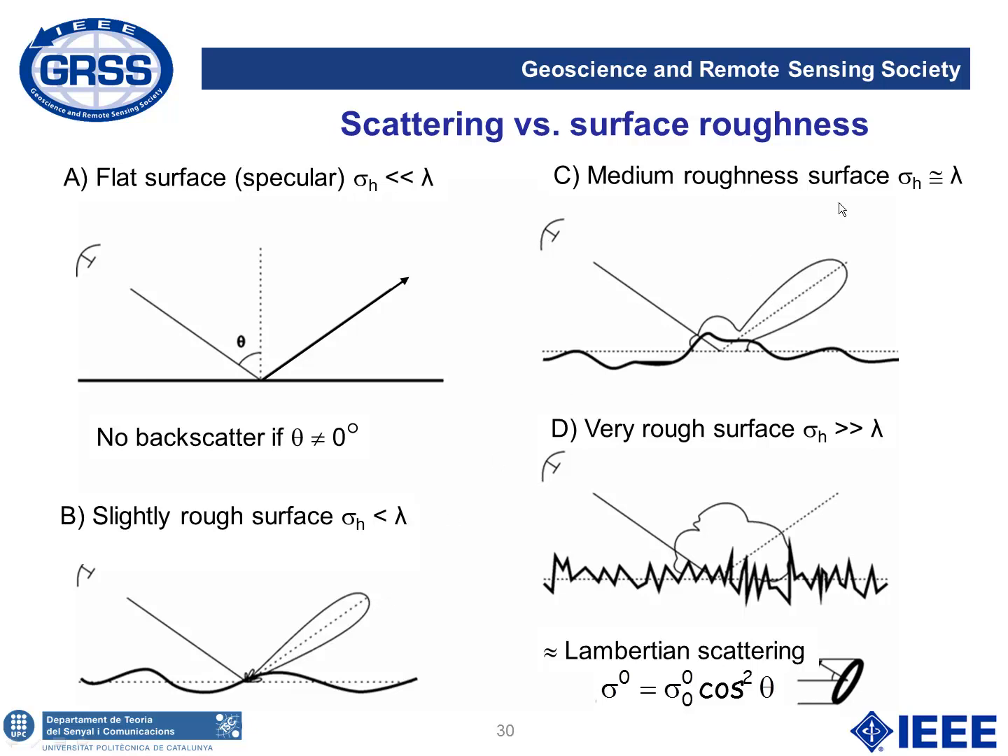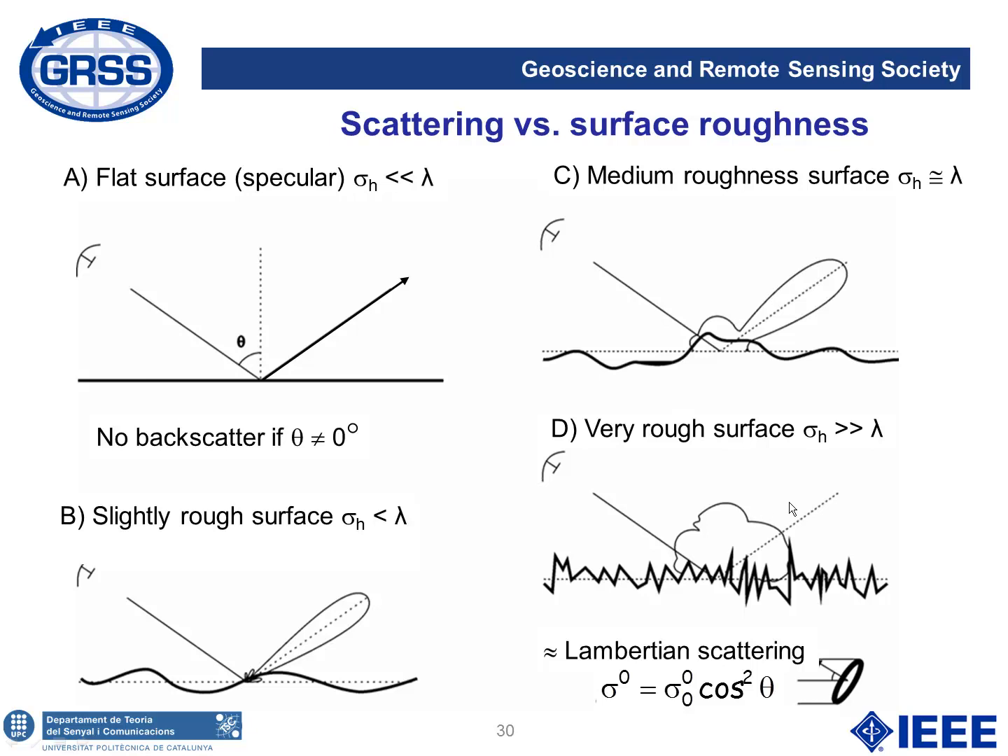If we increase the roughness, so now the standard deviation of the observed surface is comparable to the lambda scale, we still have a slight concentration of the scattering diagram towards the specular direction, but not so much, and actually we have a quite intense echo coming back to the radar.